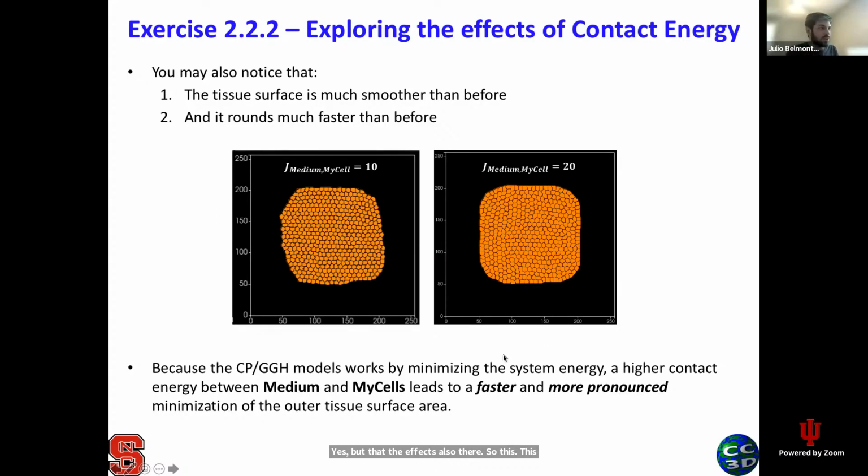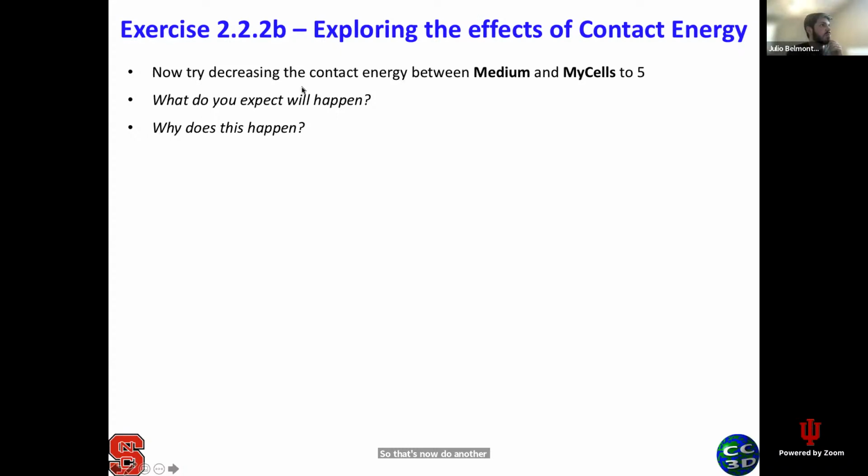So let's now do another exercise. Let's try to decrease the contact energy between medium and my cells from 20 to 5. Before it was 10, and we increased it to 20. Now let's do the reverse, from 10 to 5. Again, first think about what you expect to happen, and does it happen and why does it happen? Please type in the chat what should happen if we decrease the energy. What are your expectations? Tell me in the chat first, then run the simulation, and then tell me what you got.